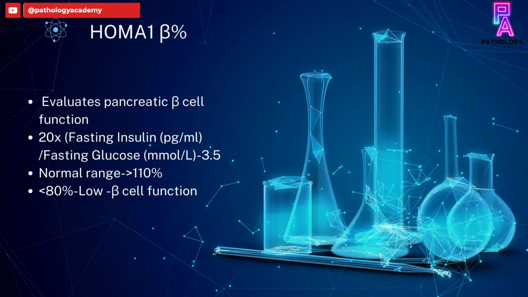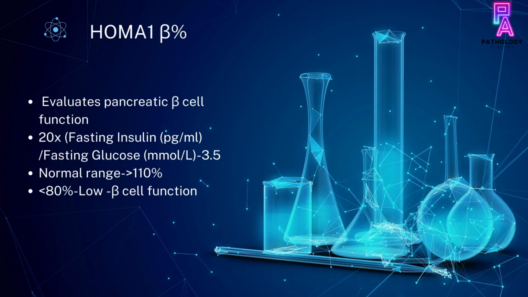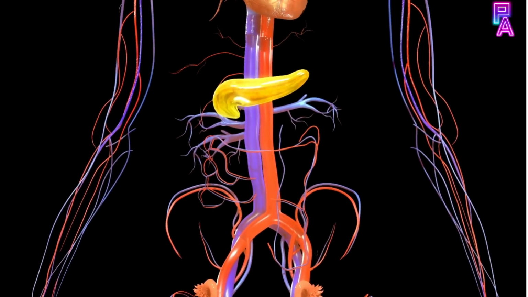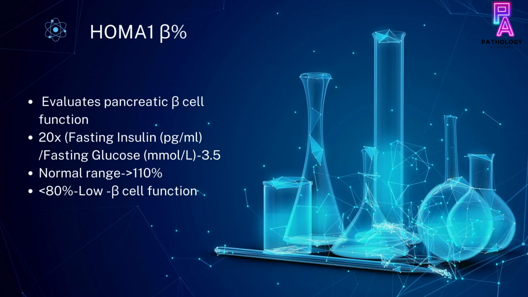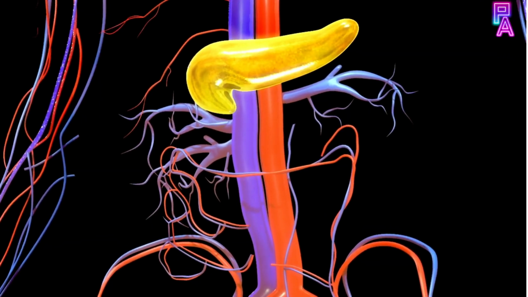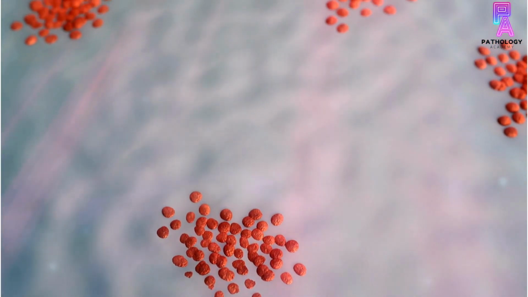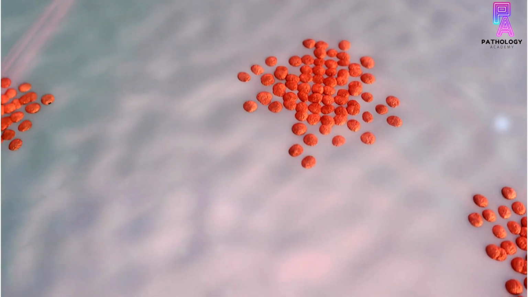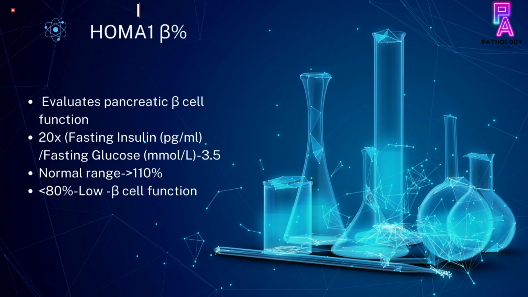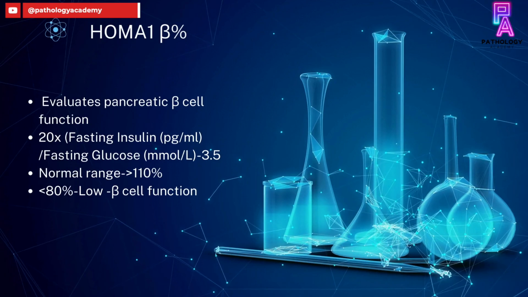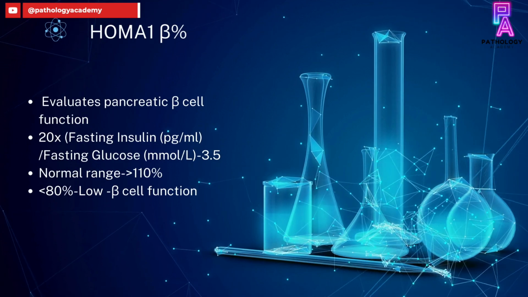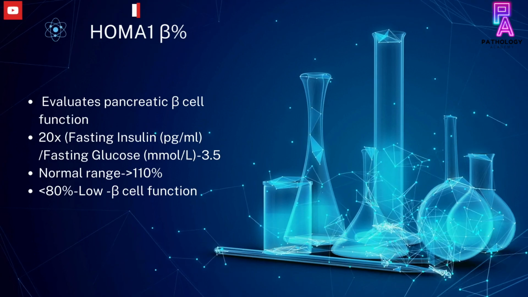significant insulin resistance. The HOMA 1 beta percentage evaluates pancreatic beta cell function and is calculated by the formula 20 multiplied by fasting insulin in picogram per milliliter divided by fasting glucose in millimole per liter minus 3.5. The normal range is more than 110%, and less than 80% denotes low beta cell function.